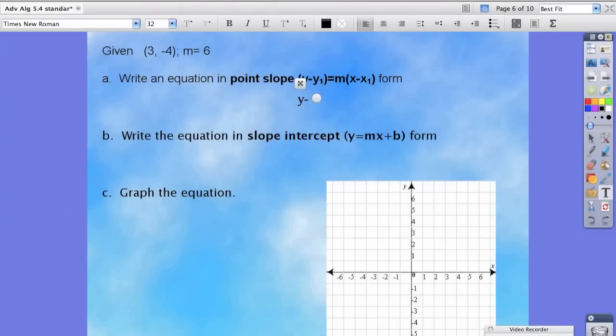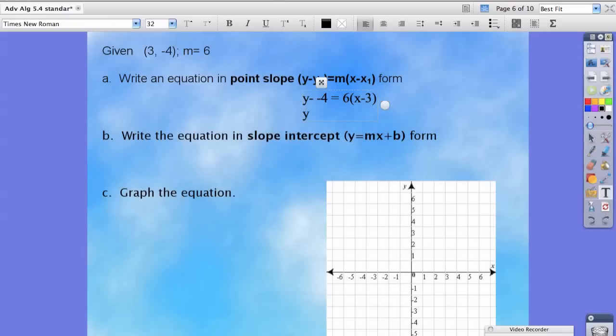So now using the given, we're just going to start by writing the formula, which is y minus, and our y sub 1 is going to be -4, because our point, our 3 is our x, and our y is our -4, equal to m, which they said is 6, times the quantity x minus x sub 1, which is 3. And remember, the x sub 1 and the y sub 1 denote that's where we're going to plug in our points. So now we have it in point slope form.